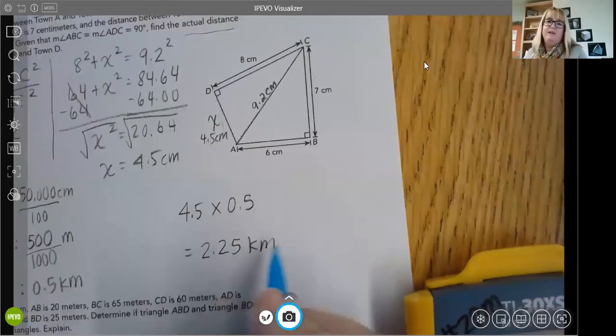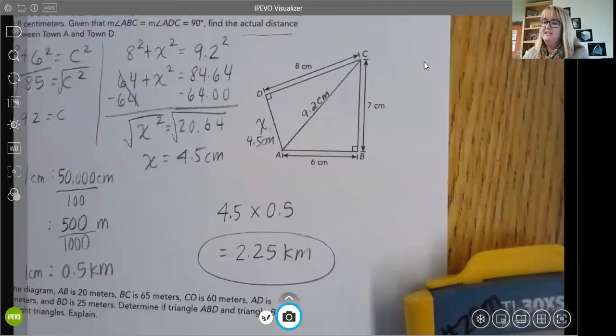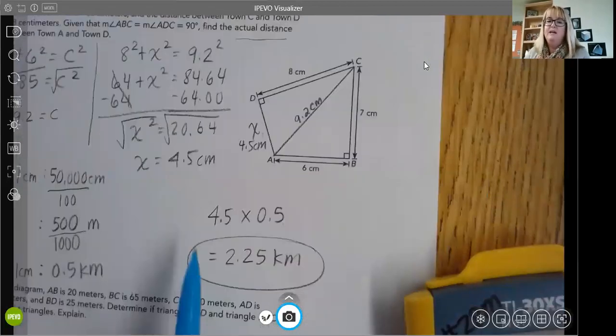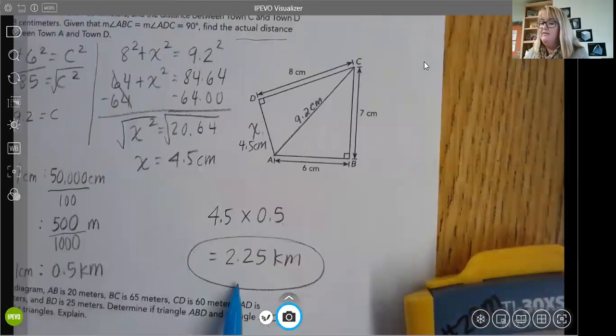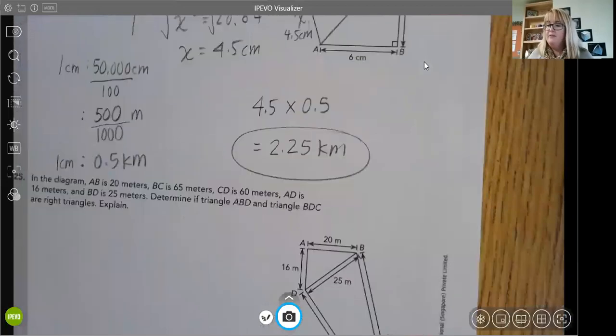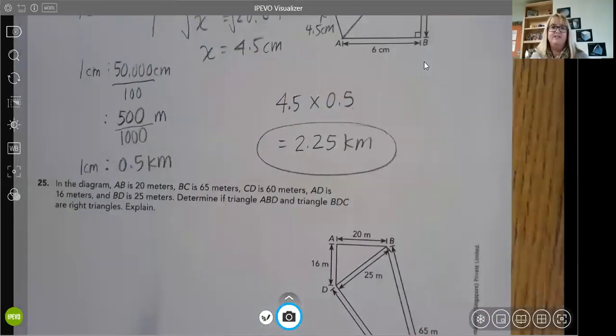The reason we went over this together pretty much was this last step, going from the distance on a map to the distance in real life. All right, we've done several together. I would like for you to try the others on your own.